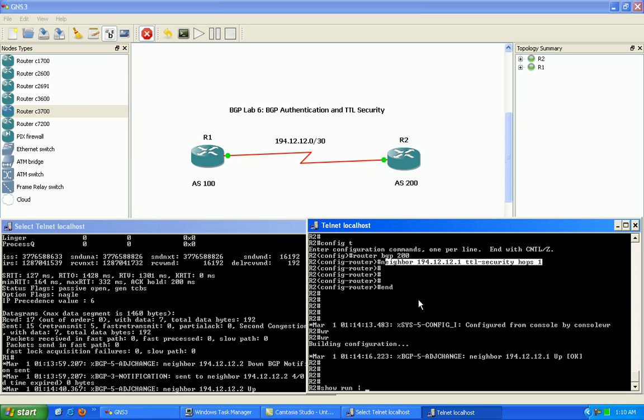So if you look at the running config for BGP, actually we don't have it here anymore on router 1 or 2, but it's just neighbor, then the neighbor IP address, then followed by the password feature, and then whatever you want to set the password as. Then we also looked at the TTL security feature.